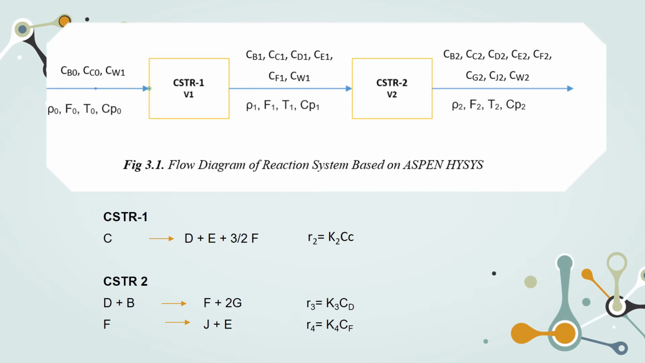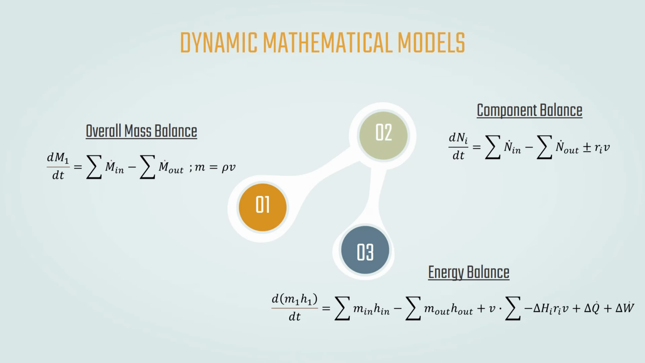Well, this is a very simple yet complete flow diagram of the biogas production reaction based on software HYSYS. In this diagram, we have the components and the conditions in each stream. Right below the diagram is the reaction that takes part in each reactor, and beside the chemical formulas are the reaction rates. With these chemical formulas and the reaction rates together with the flow diagram, we can develop these dynamic mathematical models that are overall mass balance, component balance, and energy balance.